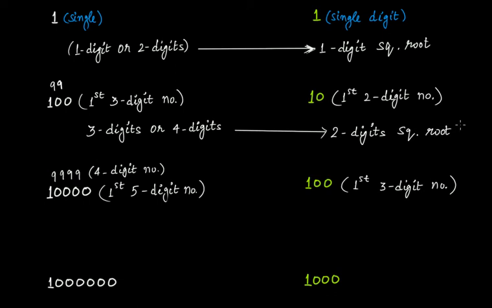Okay, now this is 10,000, the first five digit number, and this is 10 lakh, the first seven digit number. This is the square root of 10 lakh, that is 1000, and this is the first four digit number. Okay, what comes before 10 lakh?